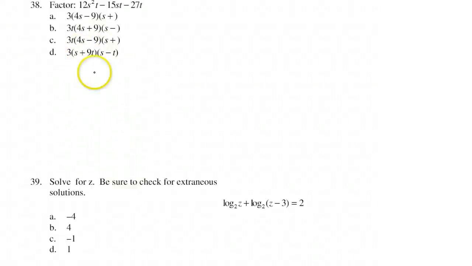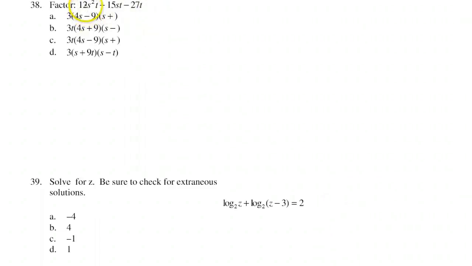So number 38 is asking us to factor, and so we see three terms, so we know we're going to have to do the something times something with two parentheses and guess and check it. But before we ever do that, we should always check first if there's anything we can divide all of them by, pulling out a common factor.